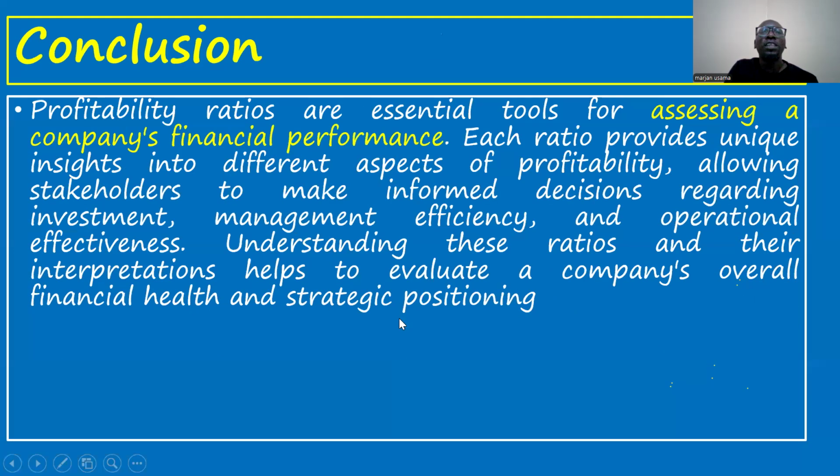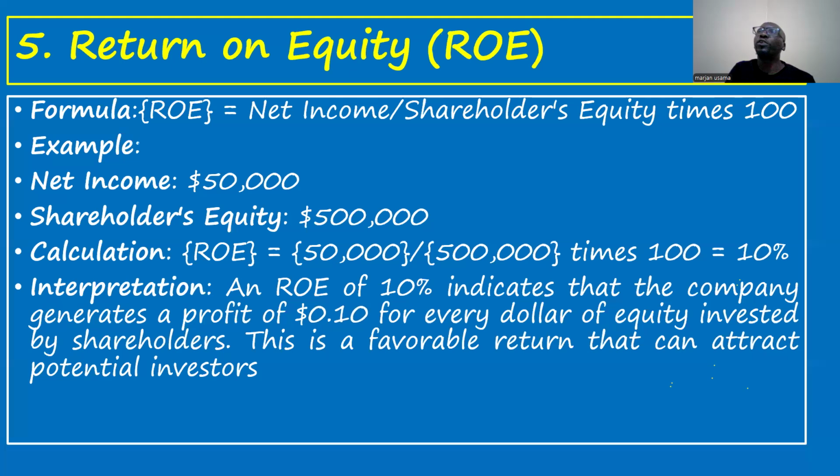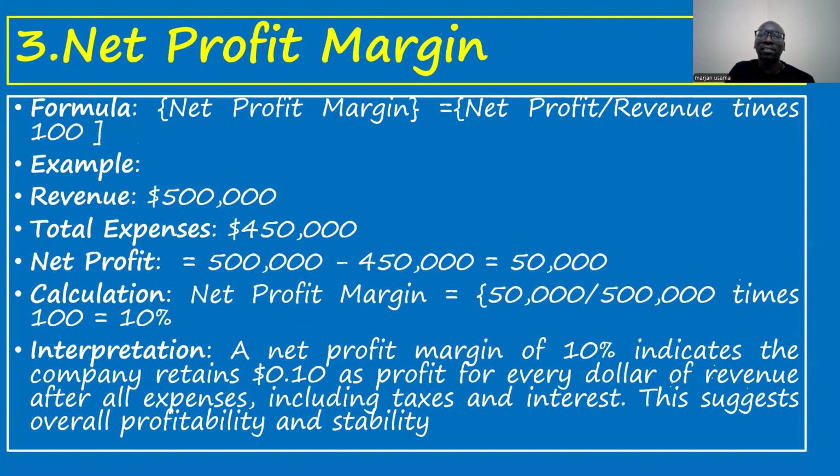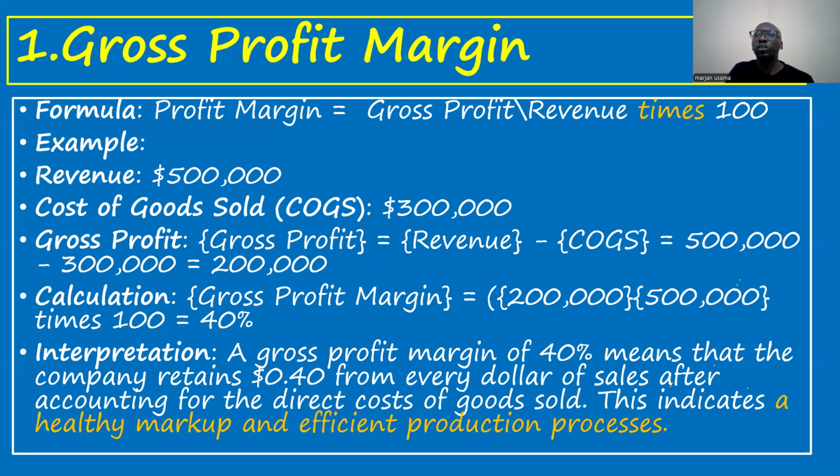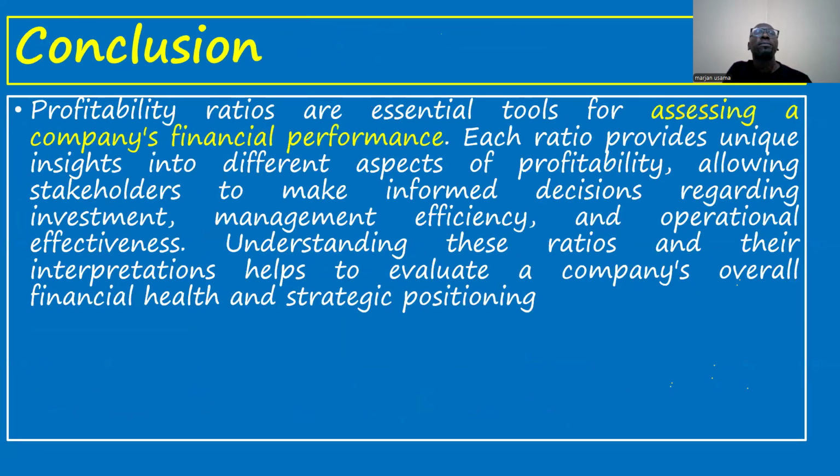Now, the profitability ratios are essential tools for assessing a company's financial performance. If you want to know how well you are doing, then you need to know the return on equity, the return on assets, the net profit margin, operating profit ratio, and the gross profit margin. So they are known as the what? They are known as the profitability ratios.